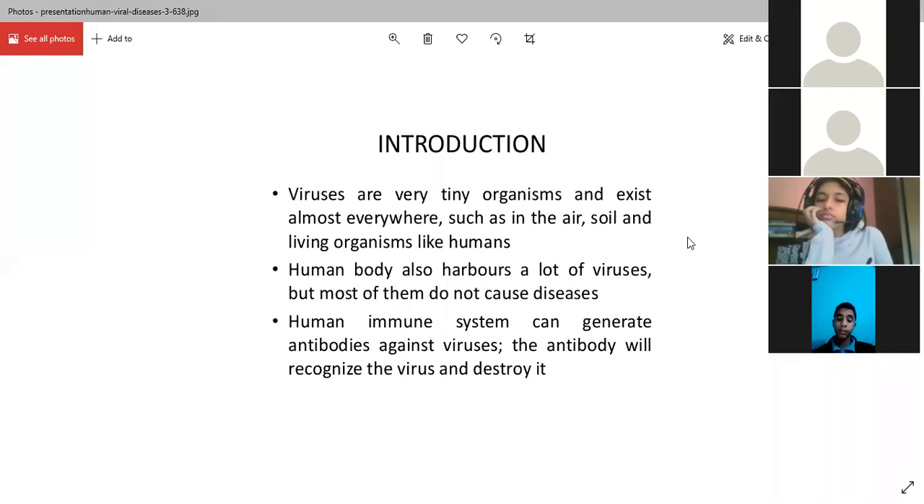Over here also they are telling that not only the human mind but the human body also works as a harbor for a lot of viruses. ठीक है, but most of them do not cause disease. Now number 3, the human immune system can generate antibodies against viruses. The antibody will recognize the virus and destroy it.